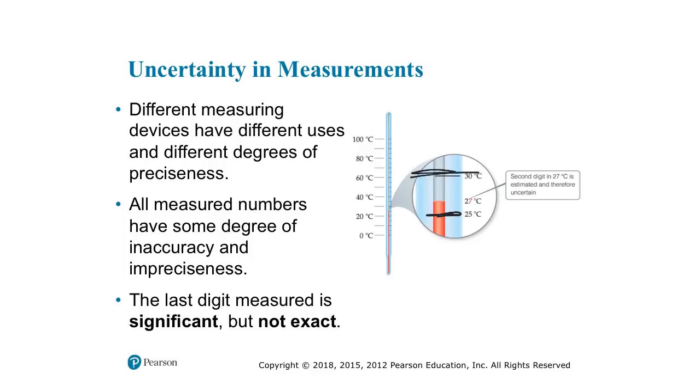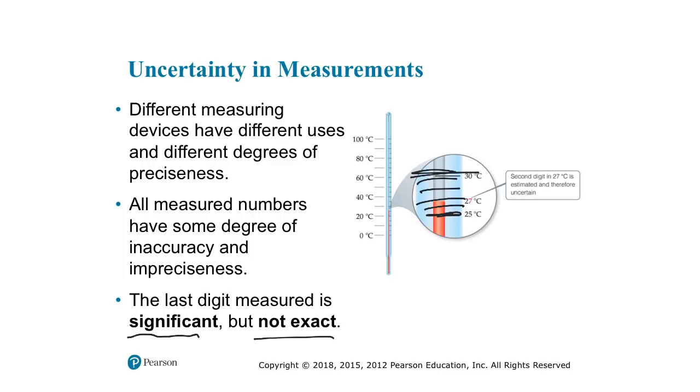Now, if we had a better tool, maybe one that adds some markings and even some finer markings, then maybe we could say it's 26.8 degrees C and not 27 plus or minus 1 degrees C. So with whatever tool we're using, we're limited by that tool in determining the quantity we're measuring. The very last digit is usually the one that we're going to argue about. It's still significant, but it's not exactly exact.